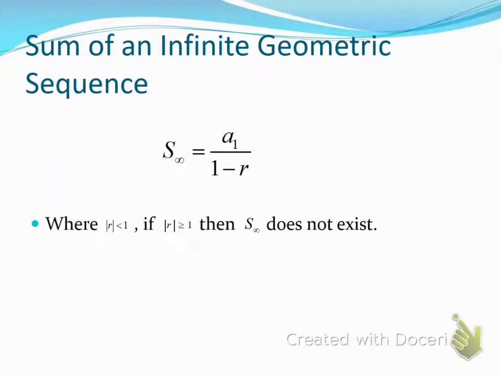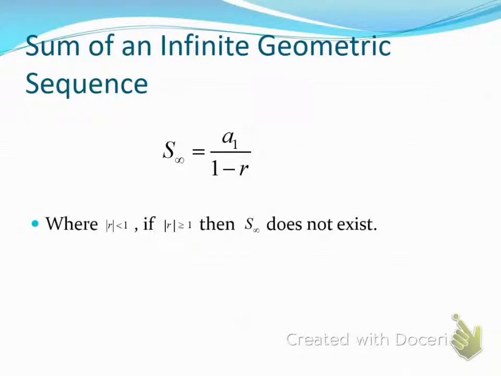We can find the sum of an infinite geometric sequence only when the absolute value of our ratio is less than 1. When I say absolute value, I don't care if it's positive or negative. The absolute value means it becomes positive. If the ratio is bigger than 1, then the sum of an infinite series does not exist. It actually equals infinity. Let me explain what I'm talking about.